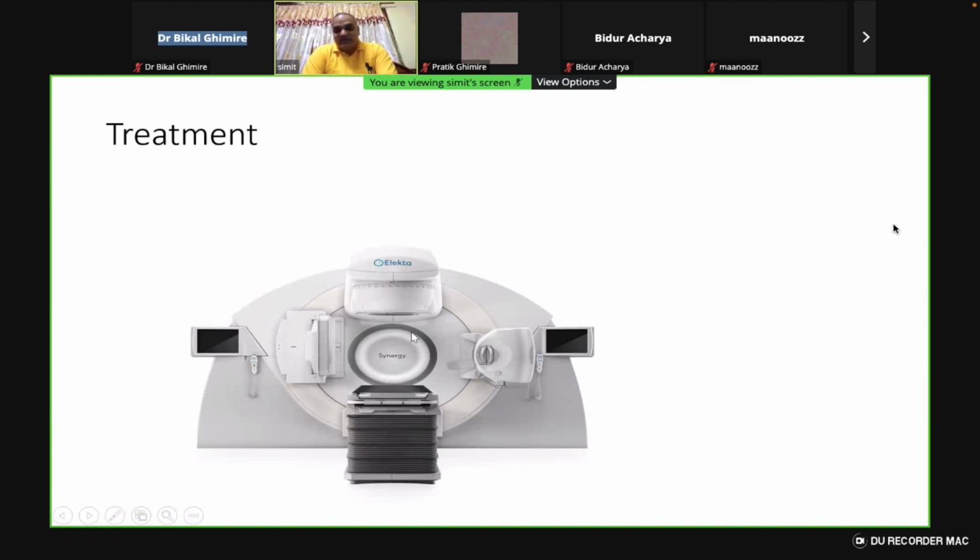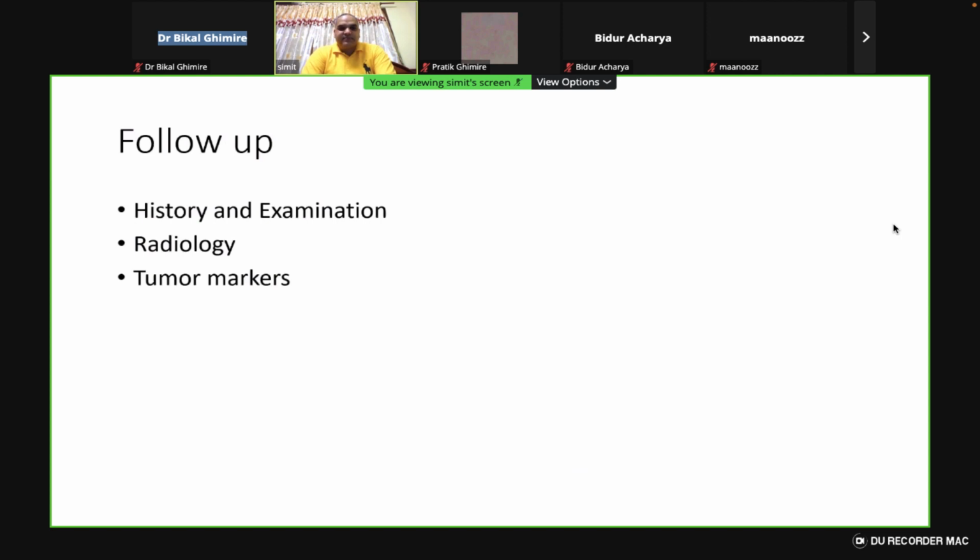This is the Elekta Synergy which we have in our center at Kathmandu Cancer Center. It's a radiation machine. Then we do the follow-ups. In follow-ups, we do history, examination, radiology, and tumor markers.